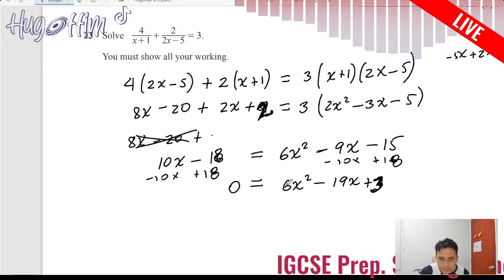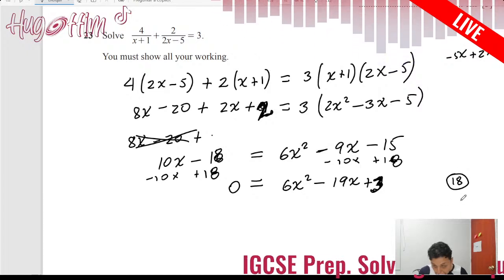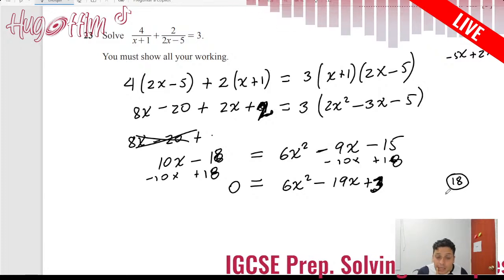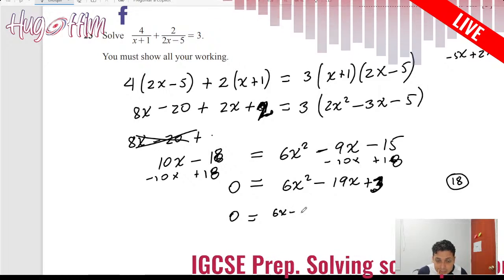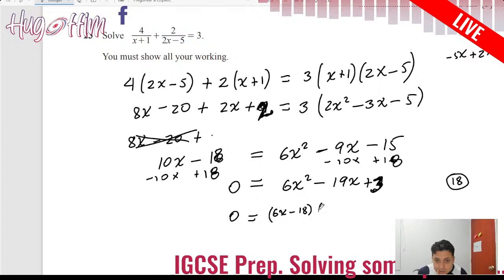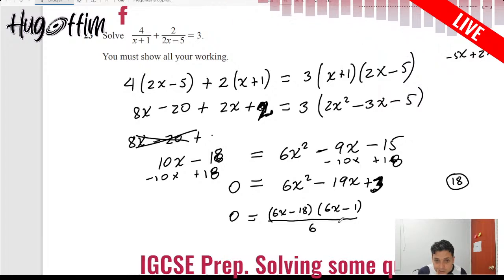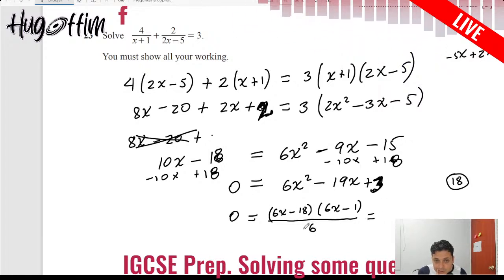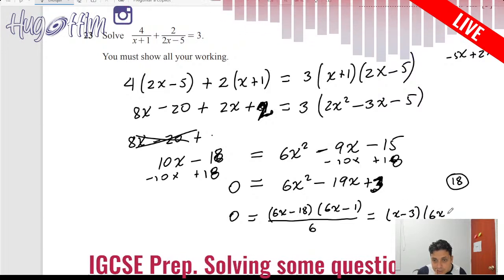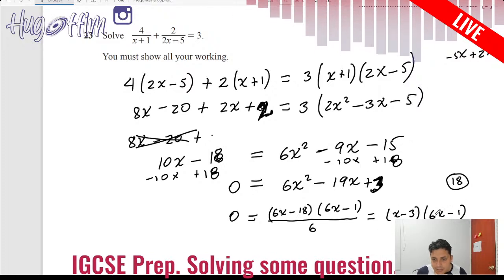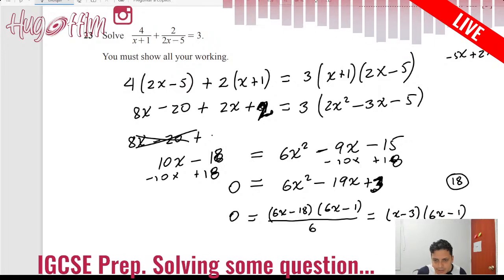This should be factorable. 6 times 3 is 18. Two numbers whose product is 18 and whose sum is negative 19, so it's going to be 6x minus 18, 6x minus 1 over 6, and I can rewrite it as x minus 3, 6x minus 1. 6x squared minus x minus 18x minus 3. Yes, this is the answer.